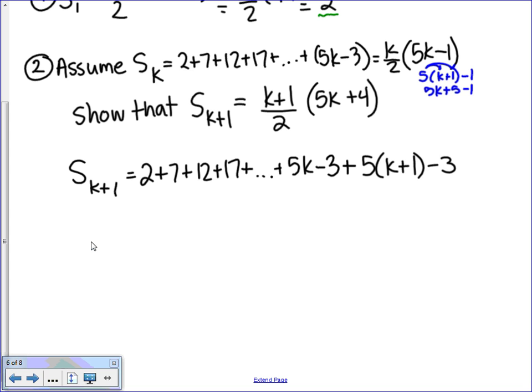And again, you can always break this up into the two things that they are. All of this stuff represents S sub k. This piece right over here, this is my k plus 1 term. Just my extra term that I would be adding to my sum.